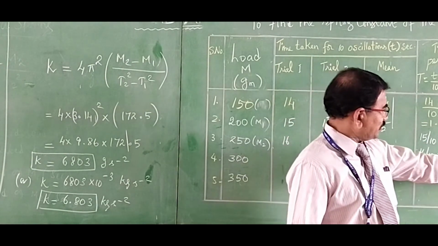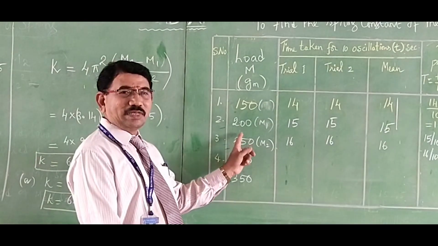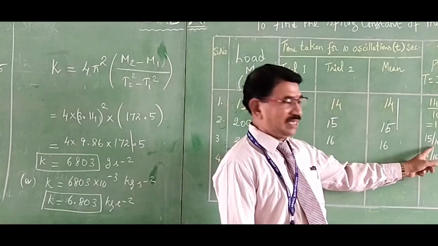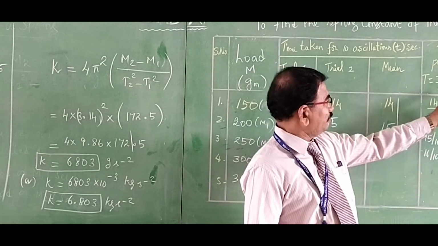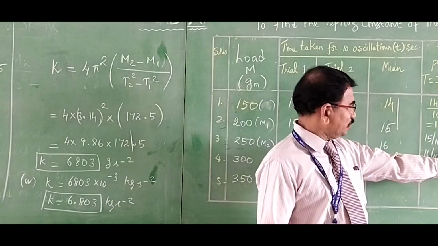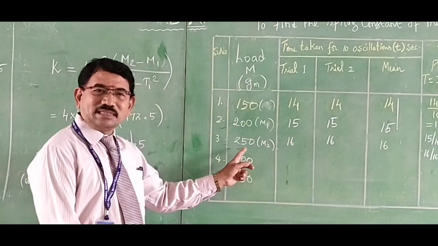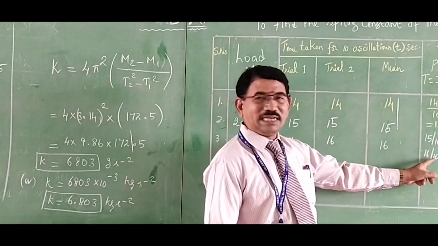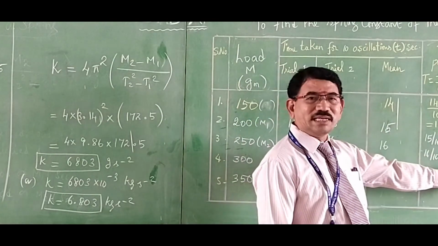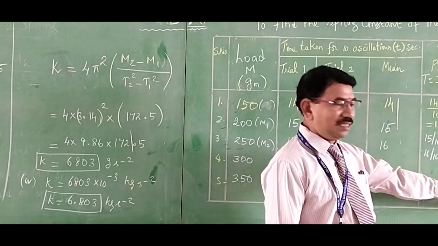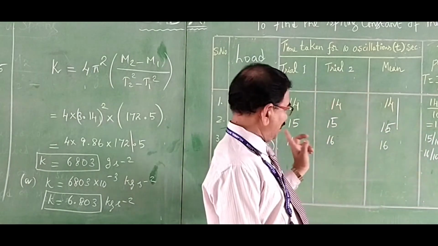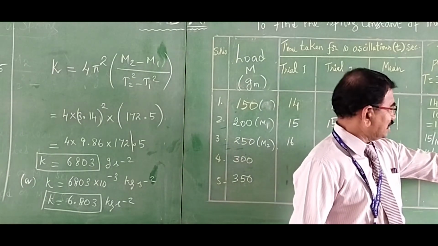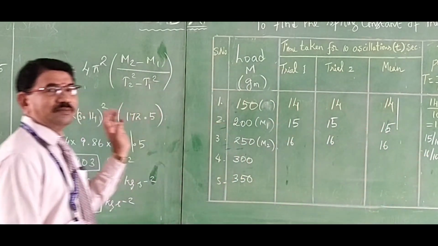By substitution of this, I take 200 gram as M1, and the corresponding T1 value is 15 divided by 10, which is 1.5, and the square of that is 2.25. If we take M2, the second load, as 250 gram, the corresponding time period obtained is 16 by 10, which is 1.6, and the square of that is 2.56 as T2 square. By substitution of M1, T1 square, M2 and T2 square, I got the value 172.6, which I got already in the previous calculation.